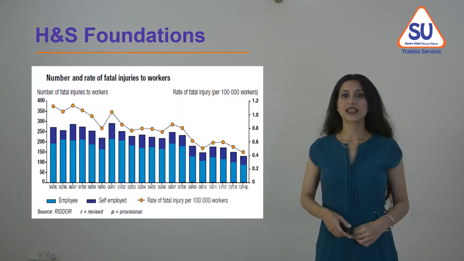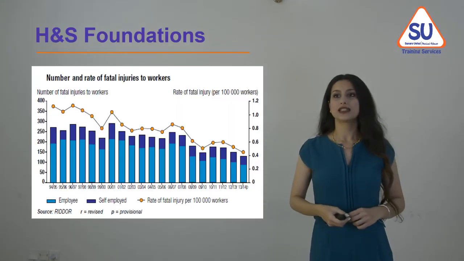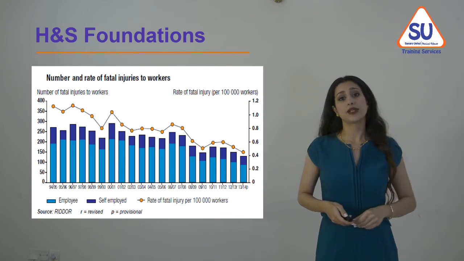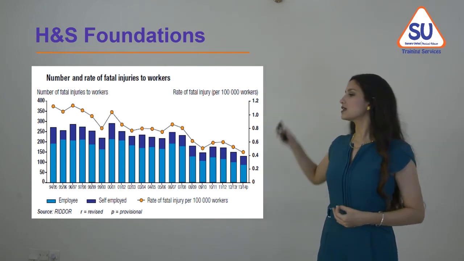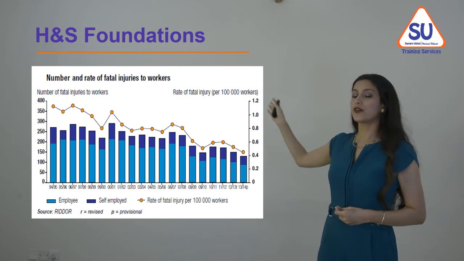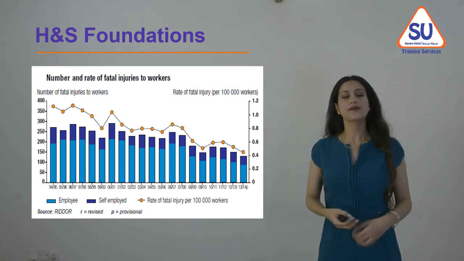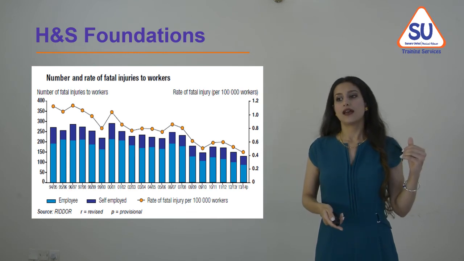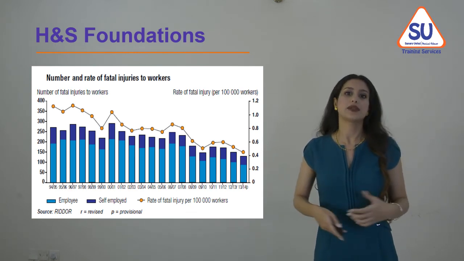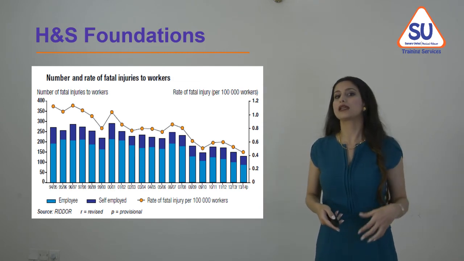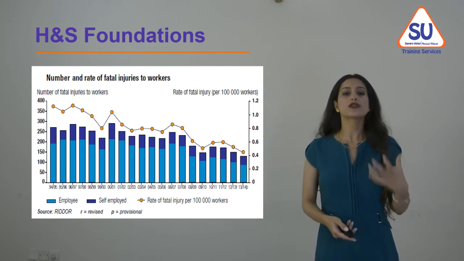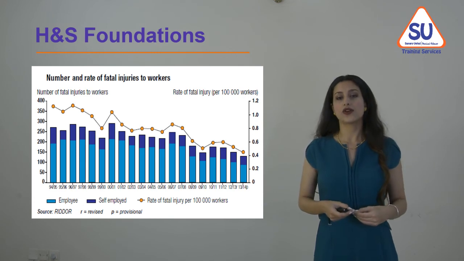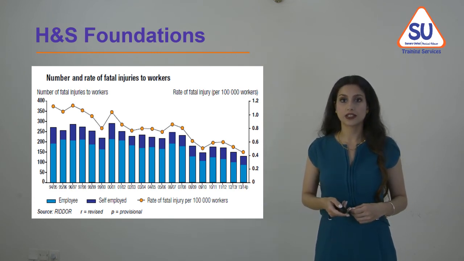So if we look at the statistics here on the screen, it highlights the number and rate of fatal injuries to workers. These statistics are taken from the UK's Health and Safety Executive. And you can see that over the years, starting from the year 94 all the way to the year 2014, as an example, there's generally a trend for fatalities and fatal injuries at work to decrease. And the reason for that can be several reasons. It can be better enforcement, it can be enhanced awareness and education, but it can also be enhanced technologies and engineering solutions that will eliminate the need for employees to be present in hazardous conditions.